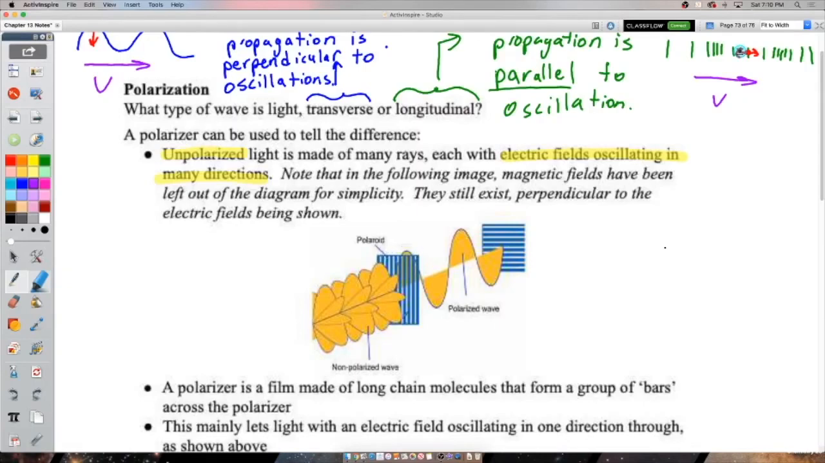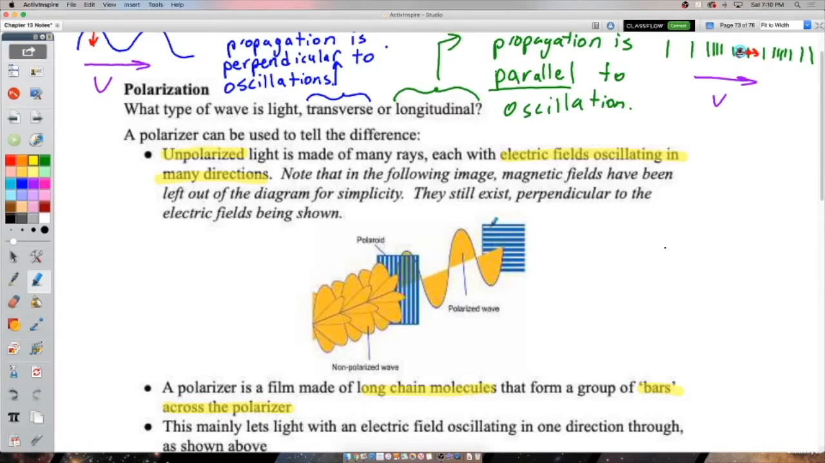What a polarizer does, it's essentially a film made of long molecules that form basically bars across the polarizer, okay? And so they only let light pass through if it's oscillating in a certain direction, or within a certain angle at least, right? So they only let light through, in this case, that is oscillating like this, up, down, up, down, up, down. And so any other angle of light gets blocked, and only this light is now able to get through.